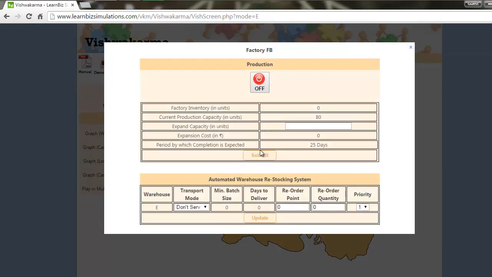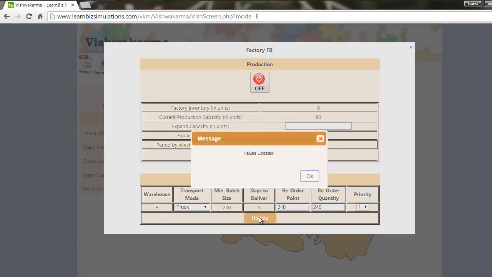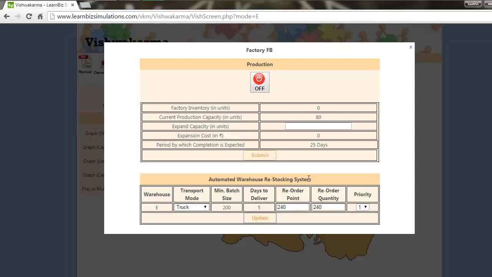As we are into the game and on day 1, let us set the transport mode as truck from factory to warehouse E, since truck starts with a minimum batch of 200 units. And as our daily production is 80 units, we would be able to dispatch the materials from the factory every third day, and hence we set the reorder point and reorder quantity as 240 and priority 1, with only one warehouse in place.